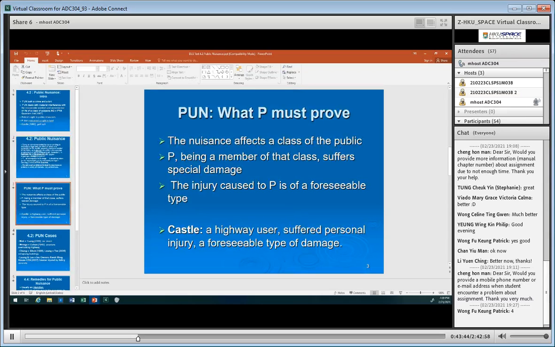Okay, and Castle is a good case. So if you get any question in the exam on public nuisance, Castle would be, you know, should know, bordering on must know. You could cite that. He successfully claimed damages in public nuisance. He didn't have a legal interest in the land. He didn't own the highway, but he was in a class of the public, a highway user. He suffered special damage, personal injury, and it was a foreseeable type of damage, being hit by a golf ball.